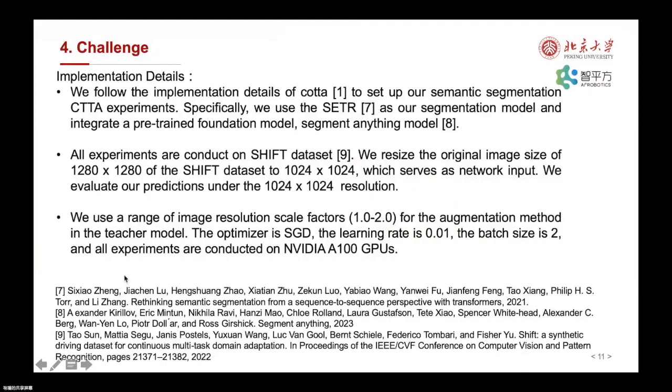So here are some implementation details of our method. We follow the implementation details of the baseline to set up our semantic segmentation CTTA experiments. Specifically, we use SETR as our segmentation model and integrate a pre-trained foundation model, Segment Anything. Our experiments are conducted on the SHIFT dataset. We resize the original image size to 1024 by 1024, which serves as the network input, and we also evaluate at the same resolution. We use a range of image resolution scale factors for the augmentation method in the teacher model. The optimizer is SGD, the learning rate is 0.01, the batch size is 2, and all experiments are conducted on A100 cards.